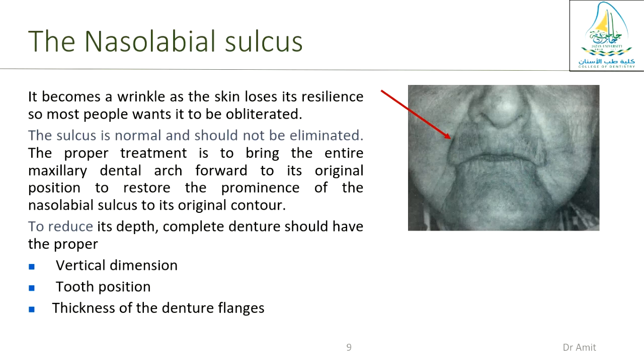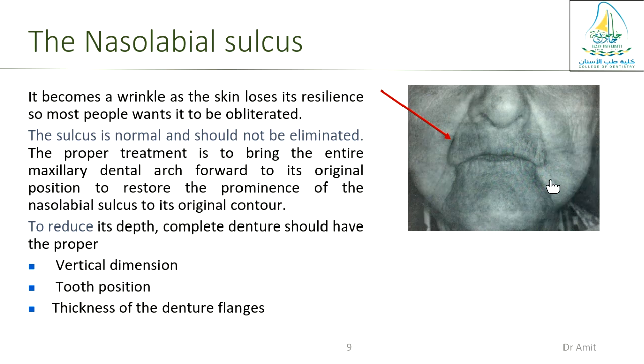First of all, the nasolabial sulcus. This is the sulcus that we are talking about. So what will happen if the teeth and the bone are lost? The upper lip is going to sag inside, the lower lip is also going to sag inside, so it will become more prominent always. But this sulcus is a normal anatomical landmark on the patient's face.